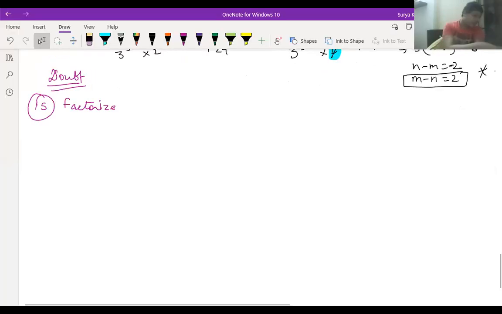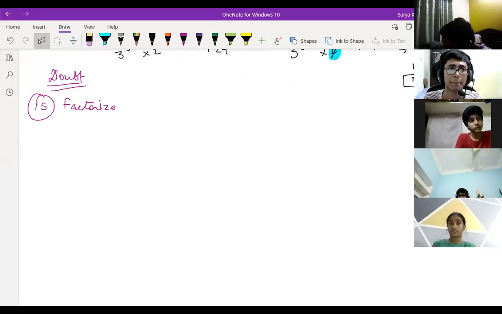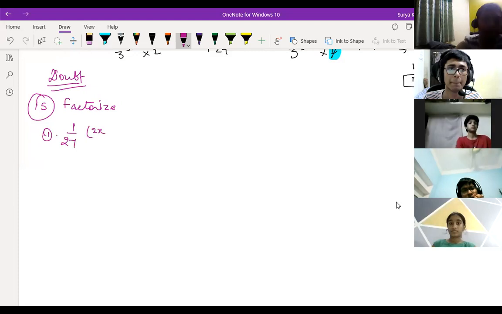Sir, the fifth part I got it. I have doubts in the first four parts. You know a plus b whole cube, right? Yes, sir. a plus b whole cube. So the first question should apply the formula a plus b whole cube. Once again, you try and solve it and tell me. I'm just giving you a hint because I'm having class at 9. Okay, sir. I'll tell you the hint.